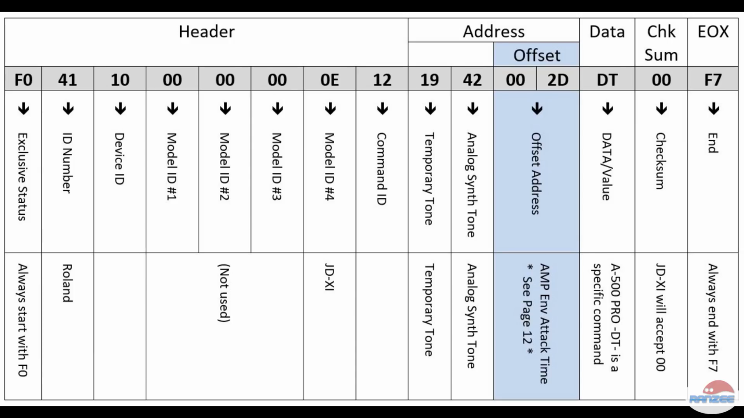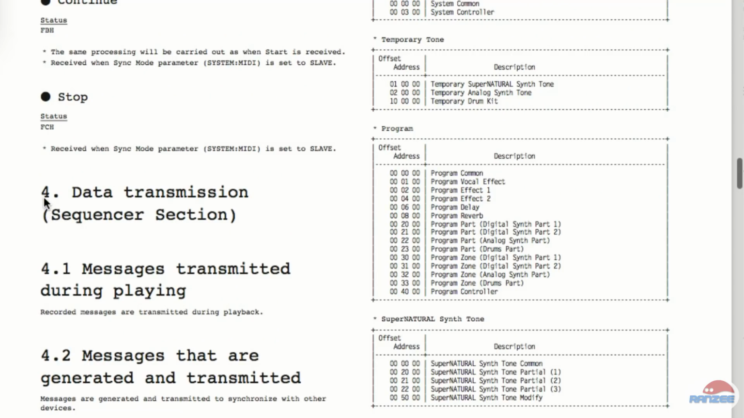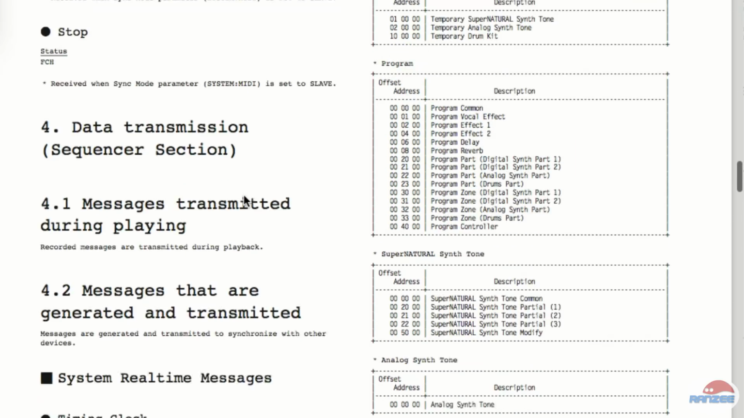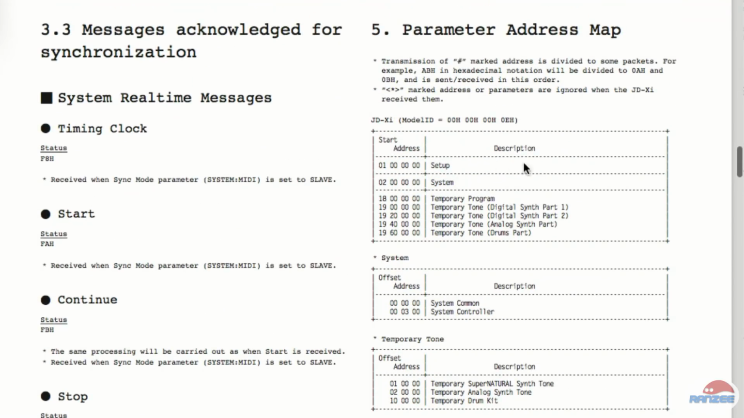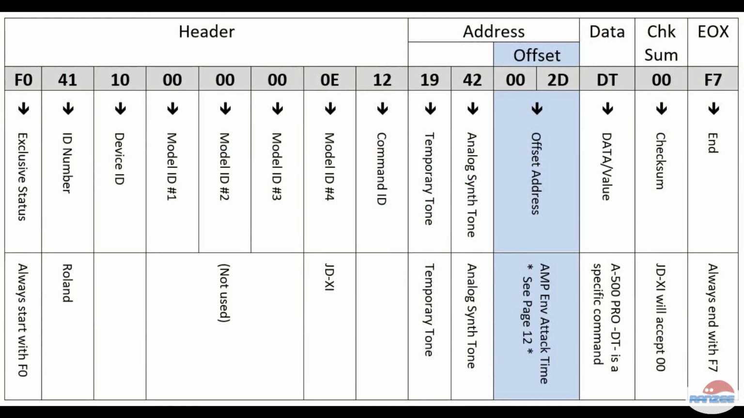All right, now let's go back to our manual and I'll show you what I mean by command ID or DT1. Command ID, or data transmission, okay? And it's transmitting messages that are generated and transmitted, system real-time messages. And we're going to look specifically at the start address, and then we're going to look at the offset address. So let's go back to the address section on our little graphic here. You'll notice that it says 1942, and don't worry about the 00 and the 2D for the moment.